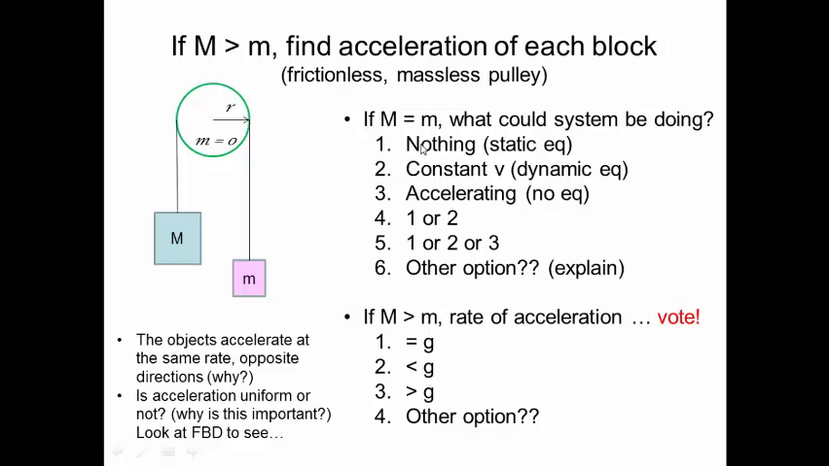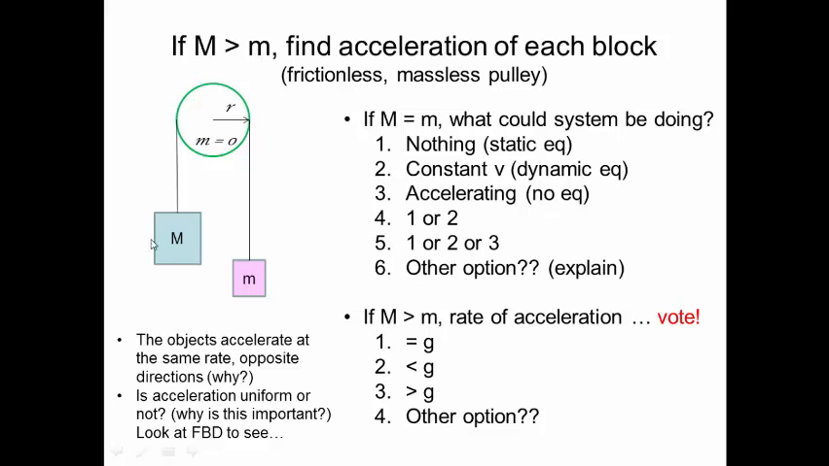Well, in the first case, maybe the system's doing nothing. Is it in static equilibrium? The second case to consider, perhaps this is in a constant velocity situation. It's dynamic equilibrium. The third case is, is this system possibly accelerating with no equilibrium? Vote number 4 if you think it could be number 1 or number 2. Vote number 5 if you think it could be number 1, 2, or 3. And if you have another option, you can pick that, but you have to come up with an explanation.